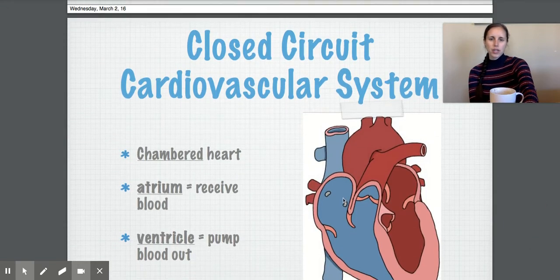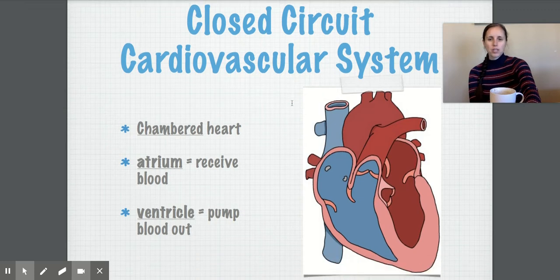In a closed circuit, which is what we have, that's our cardiovascular system. In humans, we have something that's called a chambered heart. So you can see an actual anatomical heart here. Looks pretty different than the cute little heart cartoons that you see on Valentine's. We have two different types of chambers.